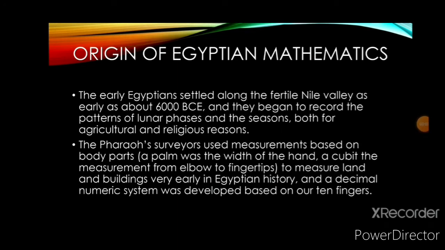The early Egyptians settled along the fertile Nile Valley and they began to record the patterns of lunar phases and seasons, both for agriculture and religious reasons. The pharaoh's surveyors used measurements based on body parts to measure land and buildings very early in Egyptian history, and a decimal numeric system was developed based on our 10 fingers. So they started using a basic number system, or we can say counting.